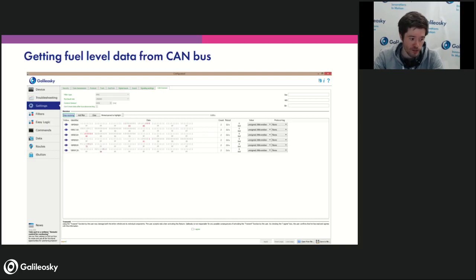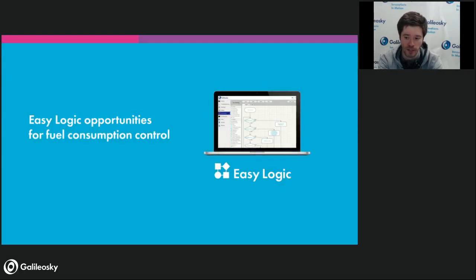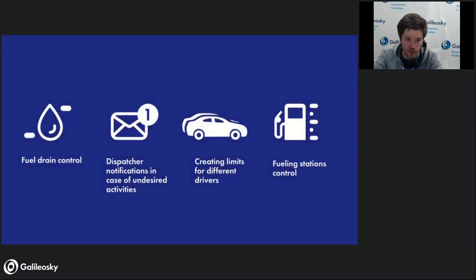I'm sorry, that was about the CAN scanner, and we can also work with the fuel level values in EasyLogic. After we decide and set how we get the data to the tracker, we can work with this data and even set different reactions depending on the current fuel level and so on. What are the usual ways that our clients use EasyLogic algorithms to work with fuel level?